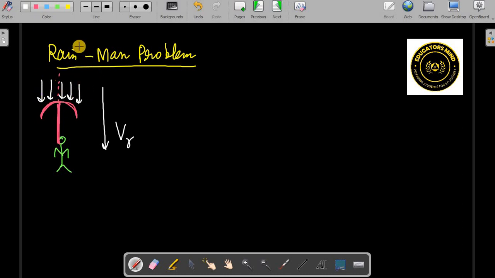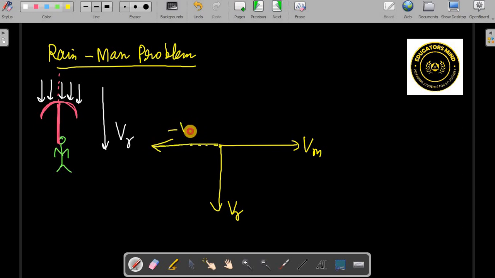But what will happen if this man is running? Let's say the man has got some speed. So let us draw this speed of the man. This is the speed of the man and this is the rain. I am just drawing the vectors here. Then what is the velocity of rain with respect to man? Remember, with respect to man means we have to take the negative of the man's velocity, minus V m, as a vector. So these are all vectors.